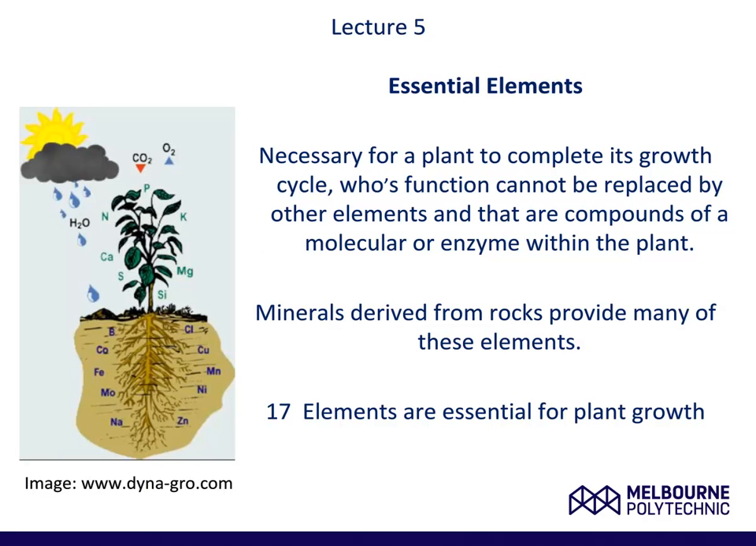Essential elements are found in the soil. They are necessary for a plant to complete its growth cycle, whose function cannot be replaced by other elements, and that are compounds of a molecular or enzyme within the plant. Minerals that are derived from rocks in the soil provide many of these elements. In most plant species, there are 17 elements that are essential for plant growth. The compounds such as oxygen, carbon dioxide and water are all obtained from the atmosphere. Plants acquire the other essential elements from the soil.